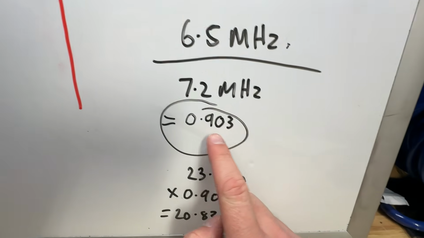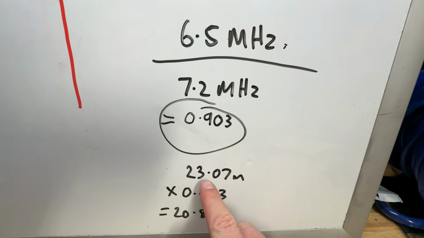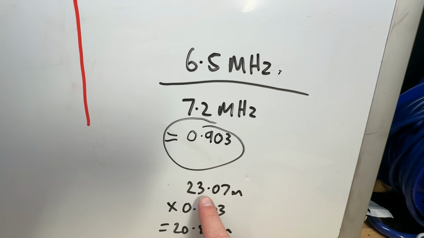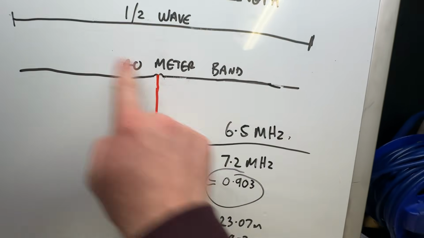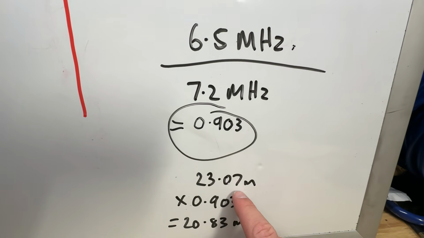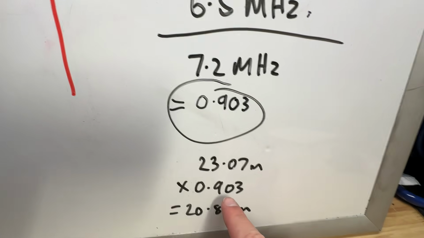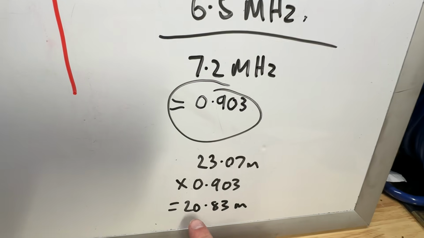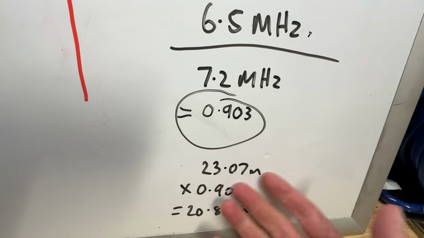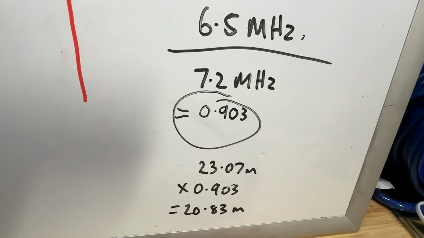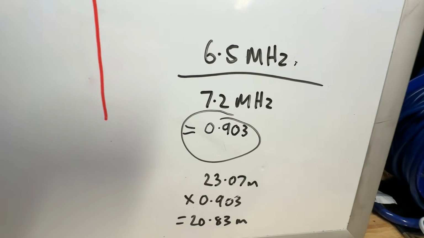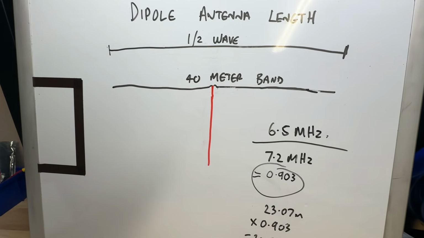Then once we have our scaling factor, it's really easy. We measure the current length of our antenna. So say for 6.5 megahertz, we have a total antenna length of 23.07 meters. We multiply that by our scaling factor, 0.903, and then that equals 20.83, which is the length of the antenna that we want it to be. So this way, you can just tweak your antenna to suit what you are actually building.